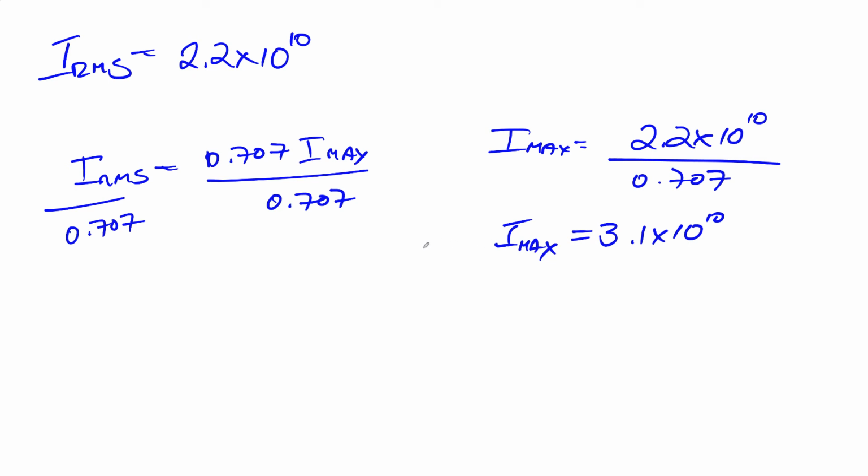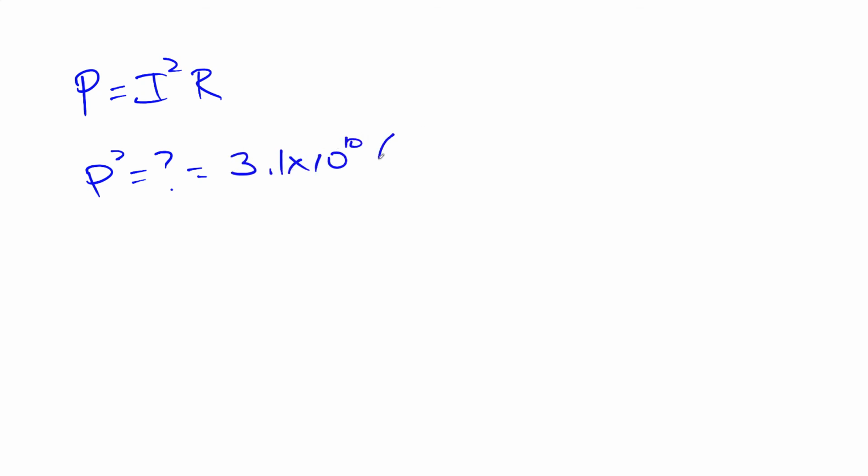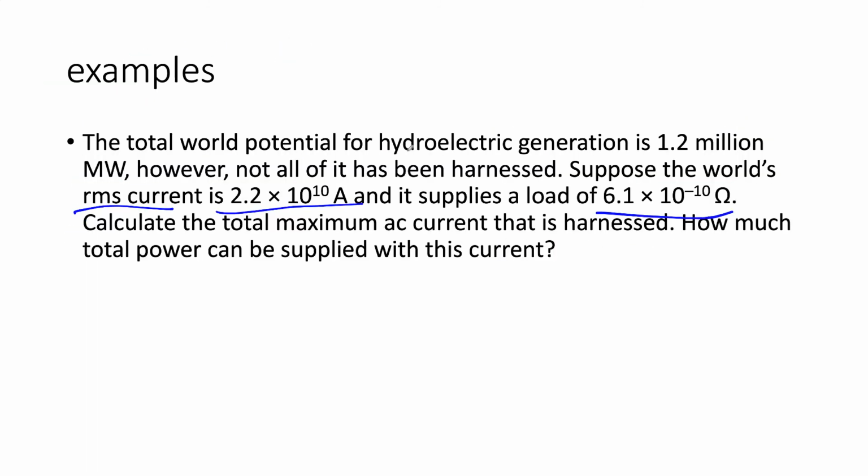Now the question is, what is our power? Now power is going to be equal to I squared times R. So the power, that's what we're looking for. It's equal to, let's use the maximum current, 3.1 times 10 to the 10th, and we're going to multiply it by our resistance, and that's going to be the 6.1 times 10 to the minus 10.